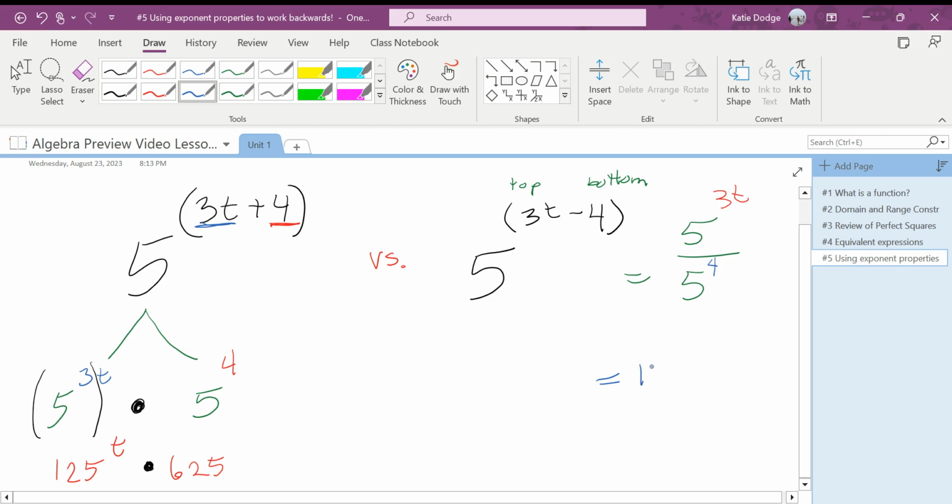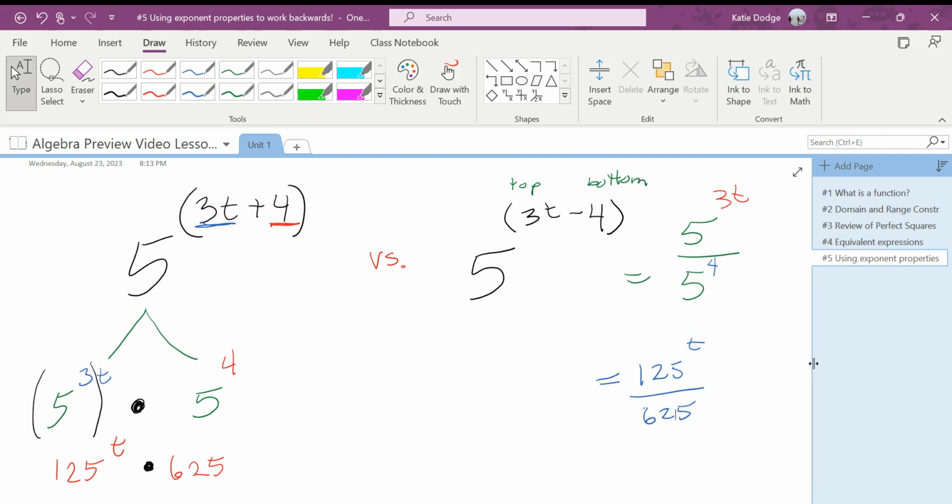And then I would just simplify it in the same exact way that I did before. So we could say this is 125 to the power of t over 625. And then I'm done. I have the same values. In the one example, I am multiplying due to the plus sign of adding the exponents. In my second example, I'm just dividing due to that negative sign.